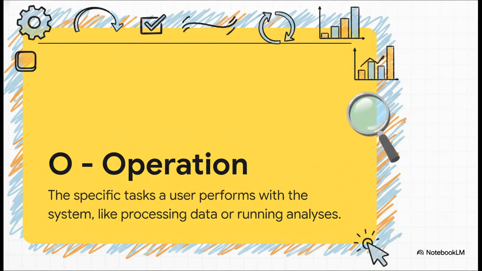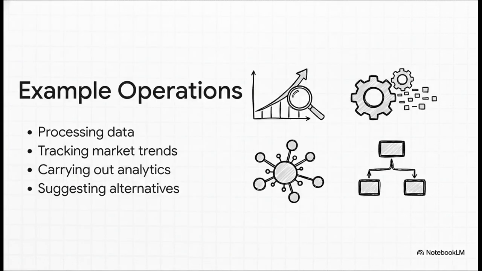Next, let's talk about O for operation. This is the doing part of the equation. It's all the specific actions and tasks the system is built to help you perform. Basically, what can you actually do with this thing? For example, in a business tool, an operation might be processing huge data sets, tracking market trends as they happen, or running deep analytics to find some hidden insight. These are the powerful jobs at the very heart of the system.